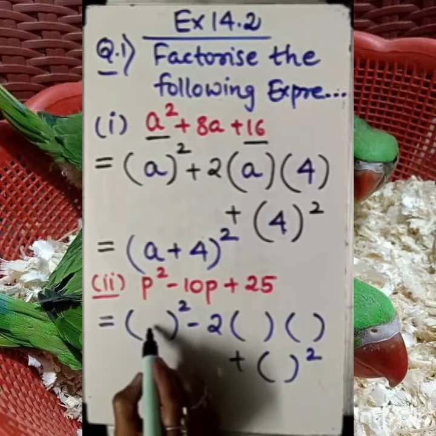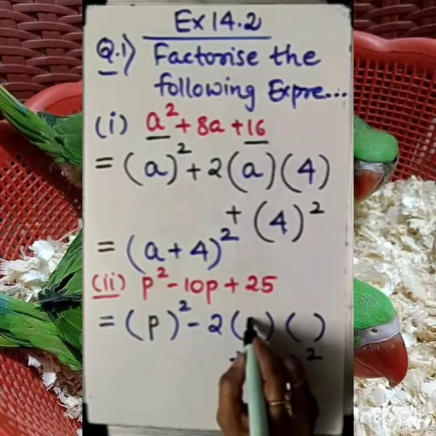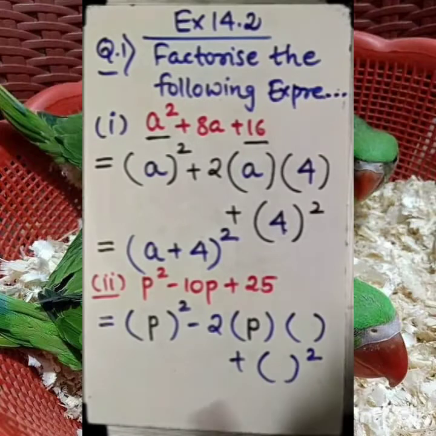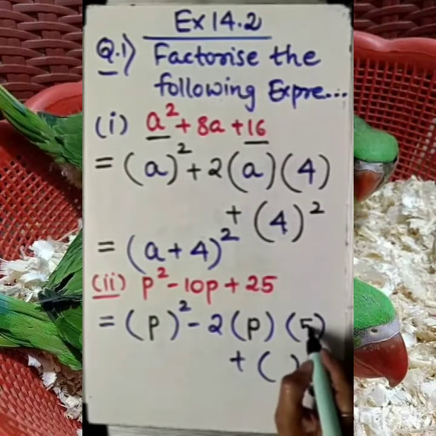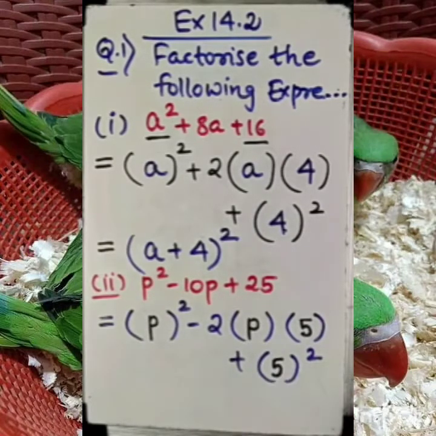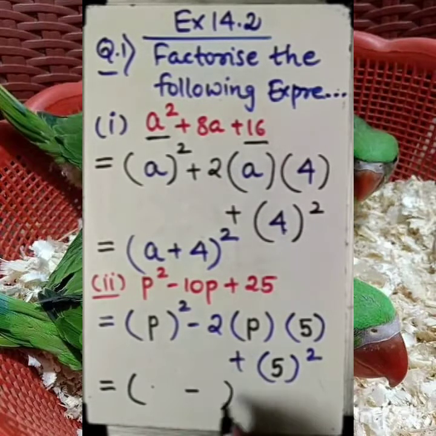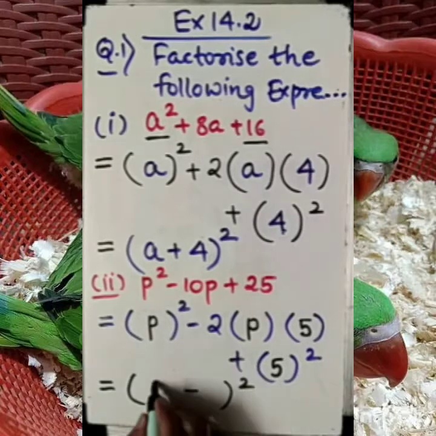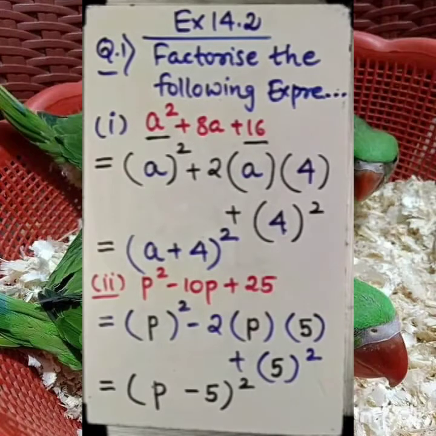So what is a? A is the first term. The first term is a square of p. So I need to mention p. Here also a means p. What is b? b is the perfect square of which number? 25 is the perfect square of 5. So I need to mention it is 5. b equals 5. The answer says a minus b whole square. Now a is p and b is 5. So the complete solution of the second question is p minus 5 whole square, after applying the second identity. Easy?